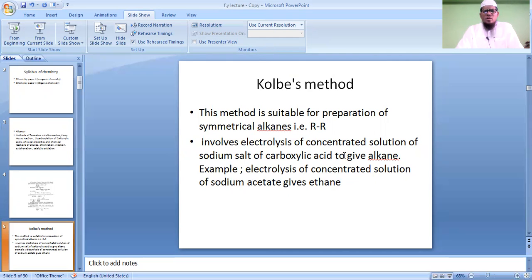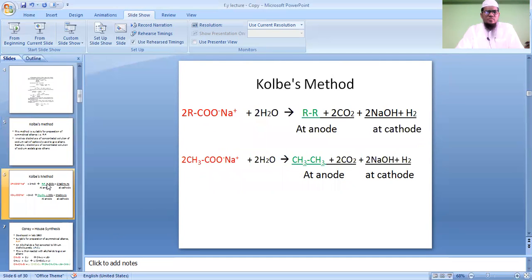A concentrated solution of sodium salt of carboxylic acid is electrolyzed. There is formation of alkane at the anode. For example, when we carry out electrolysis of a concentrated solution of sodium acetate, ethane is formed. Here, this is the general reaction, RCOONa. This is the sodium salt of carboxylic acid. This is water. This is the total solution of sodium salt of carboxylic acid.